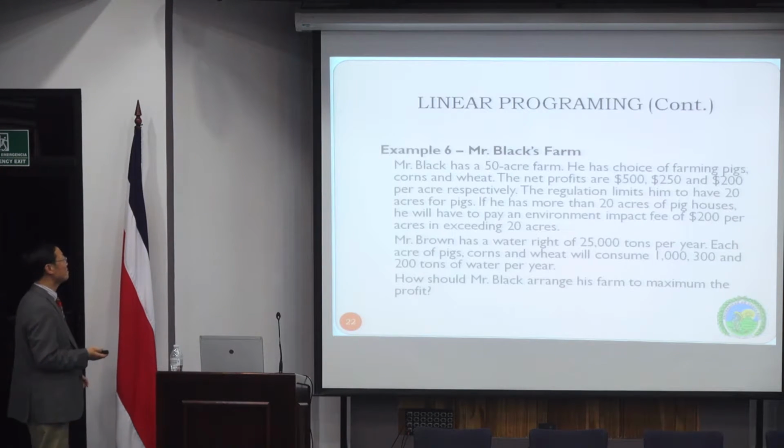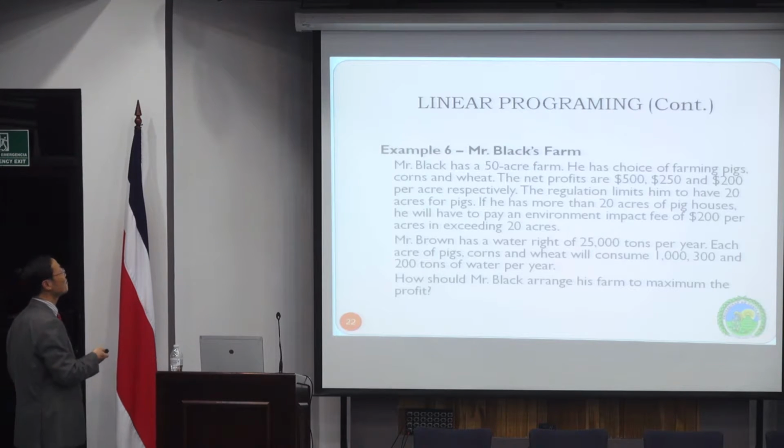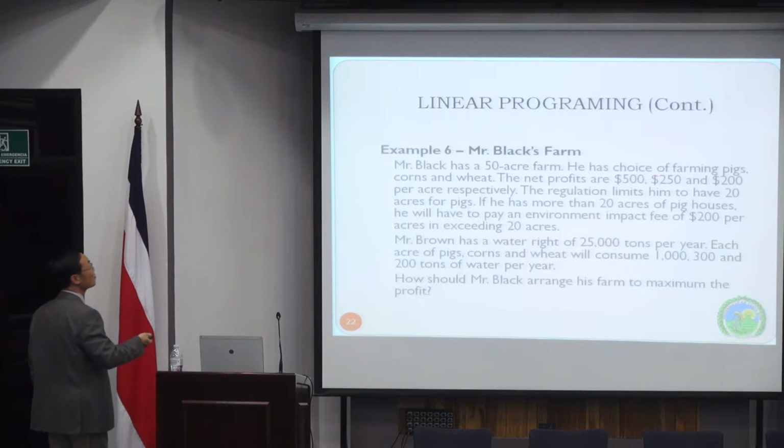Yeah, that's linear programming, and basically we can have an example. Mr. Black has 80 acres of farm. He has a choice of farming pigs or growing corn and wheat, and the net profit for each acre is 500, 250, and 200 per acre if they do different things.